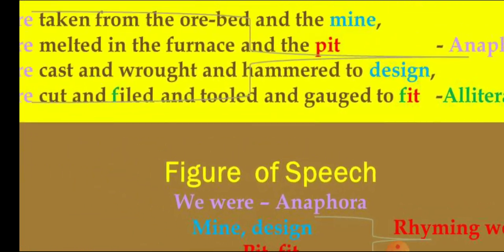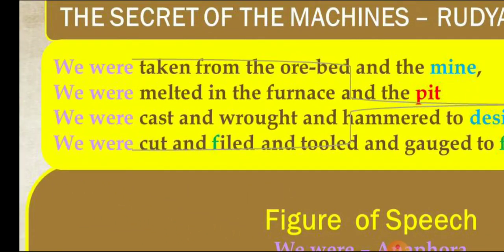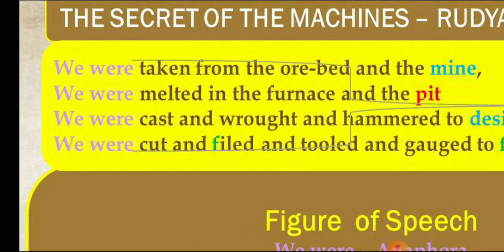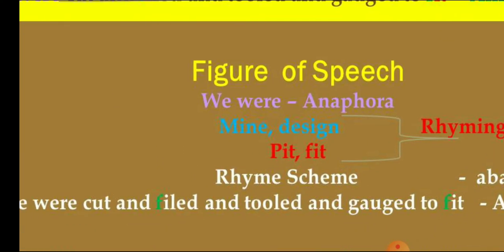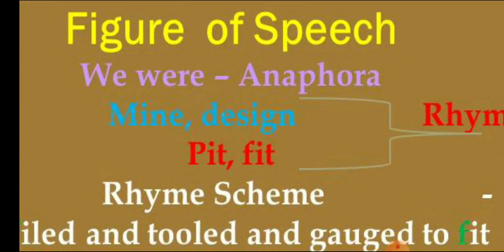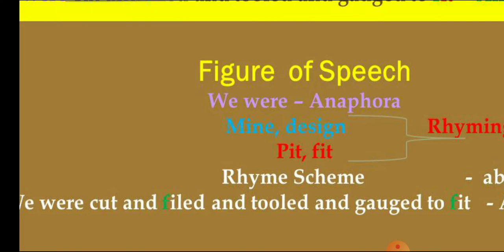So let us see the figures of speech which are employed in these lines. We were taken from the ore bed and the mine. We were melted in the furnace and the pit. We were cast and wrought and hammered to design. We were cut and filed and tooled and gorged to fit. So here, we were. Those phrases are repeated in the consecutive lines. So what figure of speech is employed here? Anaphora.